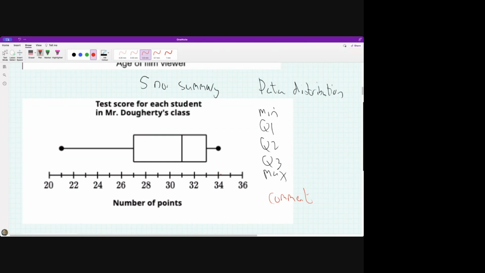So what this graph is summarizing is all the scores together for the students in a class. There's a whole bunch of students who have taken a test, and this is summarizing their data. So where is the min value? It's all the way down here. So the minimum value is 21. Q1 is 27. Q2 is 31. Q3 is 33. And the max is 34.